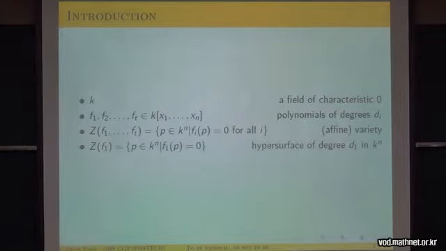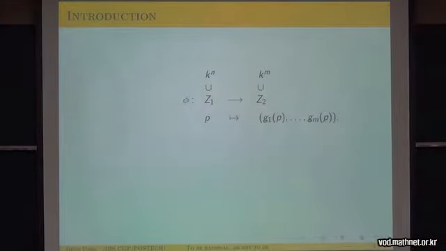In particular, the simplest one is the variety defined by one polynomial, which is called a hypersurface in K to the n. This is the affine n-space. Next, let me introduce the morphism between two varieties.